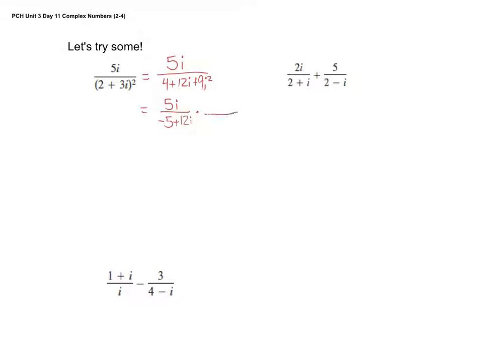There we go. Our complex conjugate: we have 5i, or I'm sorry, we don't need the i. We need negative 5 minus 12i. Okay, and you take it from there. So you do your multiplying, then you sub in negative 1 for your i squareds.